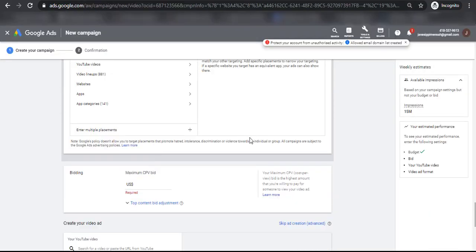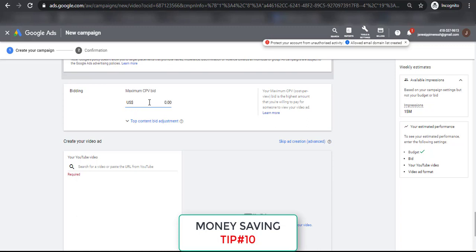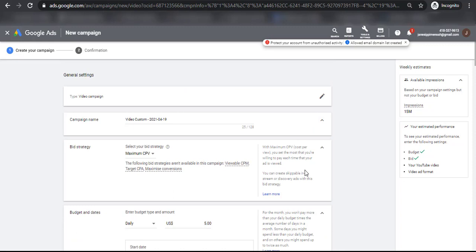Another thing is bidding. Okay, so bidding, I go cost per view, and I always do 0.05. So that's also a money saving tip that you want to always look at. These are some few things that you want to look at before you run your YouTube ads.